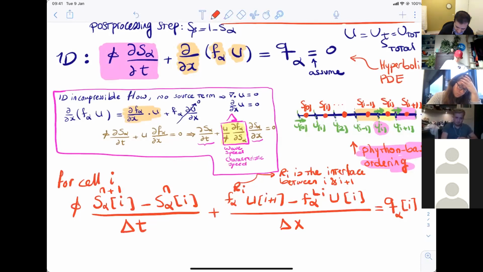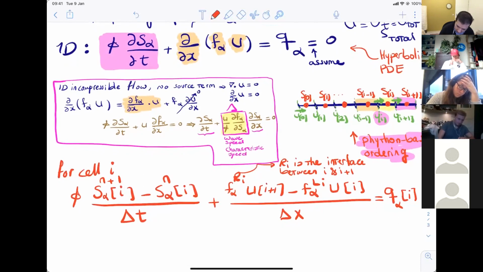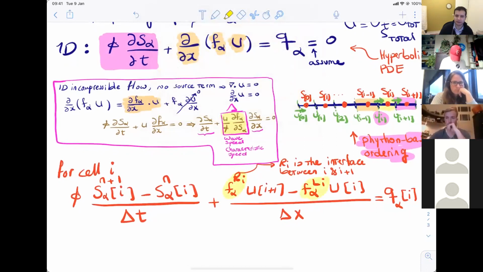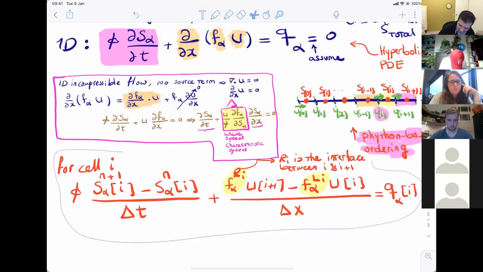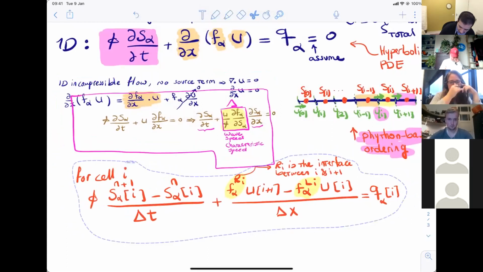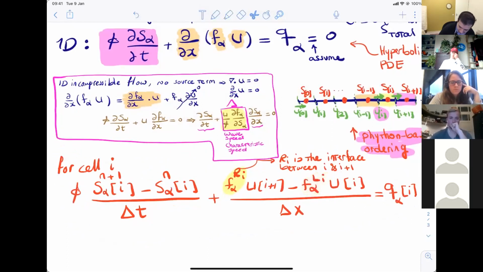Now I can do everything here. I know what to do. The only thing that I don't know is what my fractional flow is at the right interface and left interface. How should I calculate the fractional flow function at the interfaces? With mobilities, yes, absolutely. We will do that with mobilities. The only problem is that mobilities are at the centers of the cell.